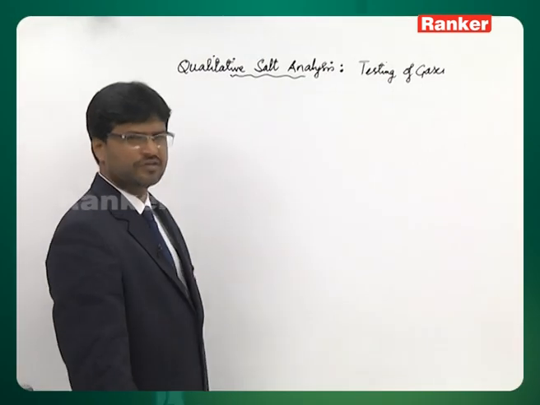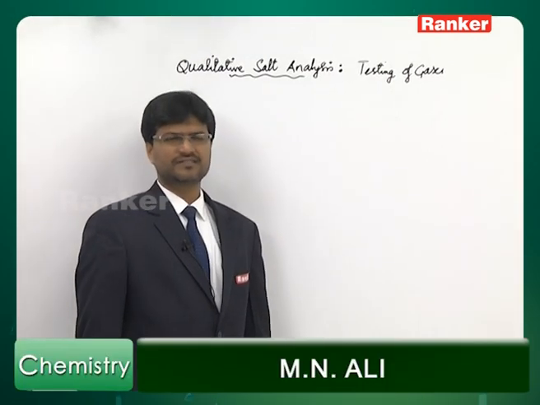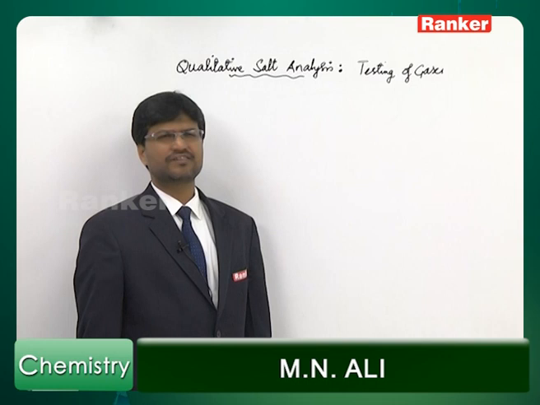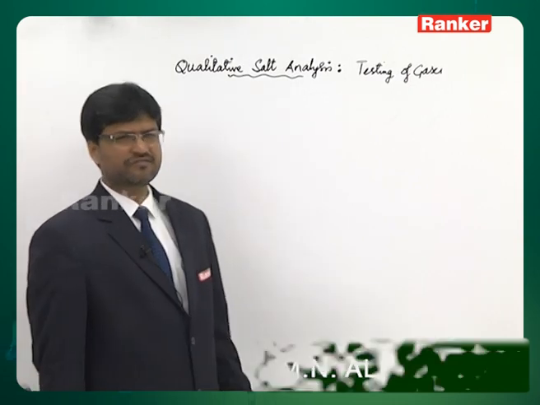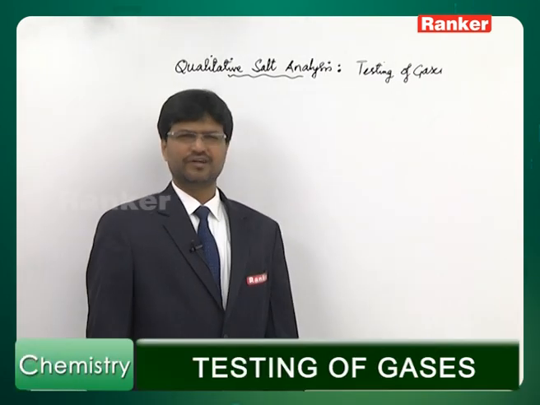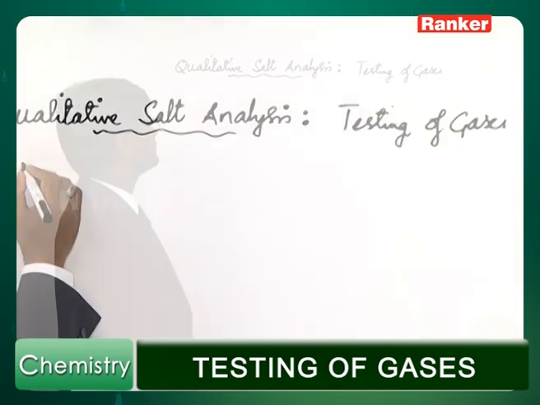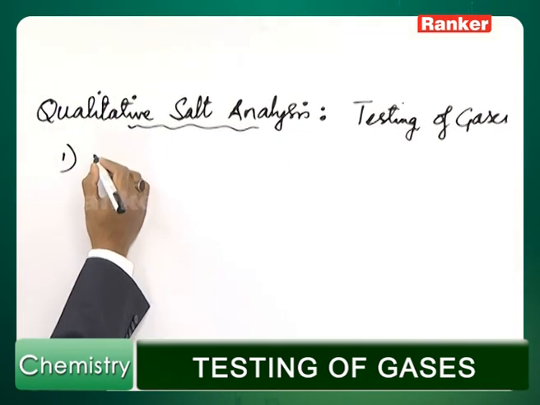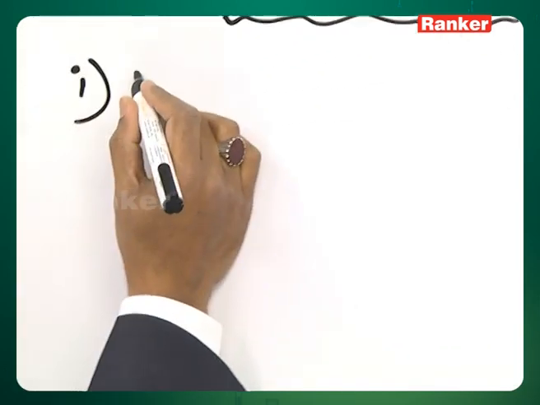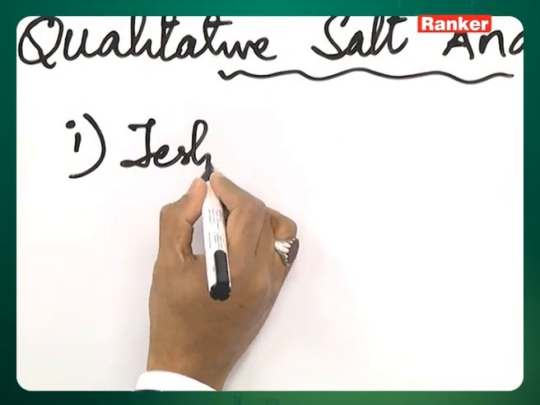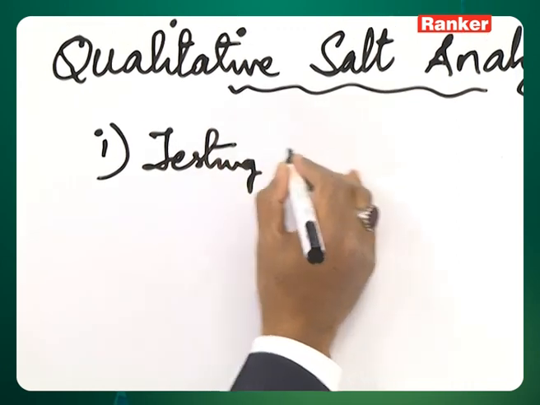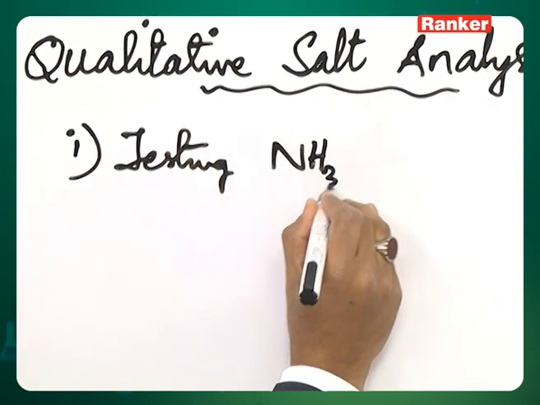I'm now going to talk about testing of gases. Let's see how various gases are tested chemically. How to confirm whether a particular gas is chlorine or bromine or HCl, testing of gases. Number 1, testing of ammonia.